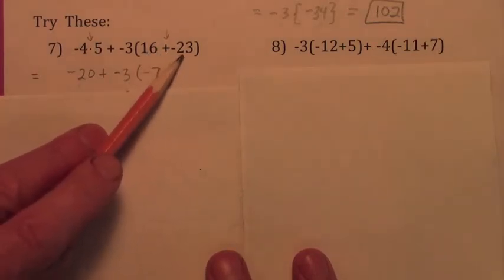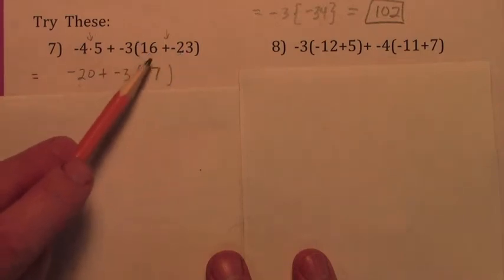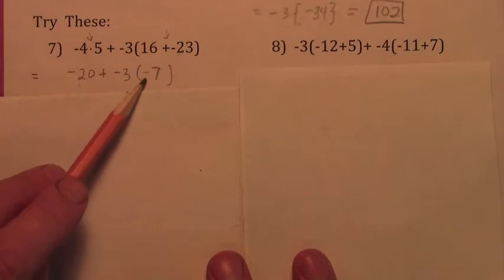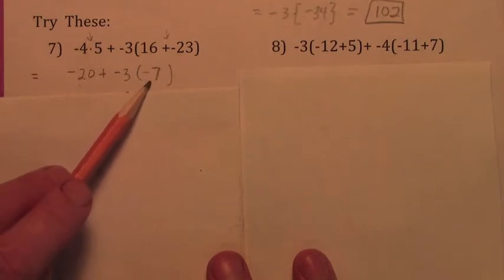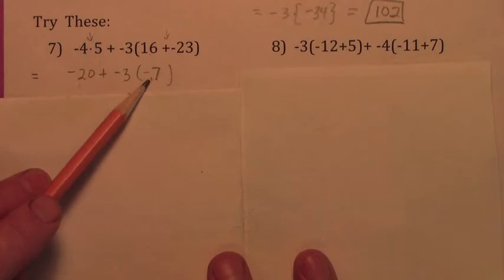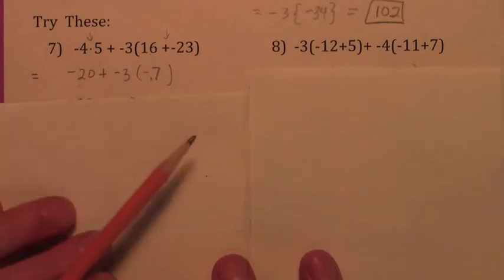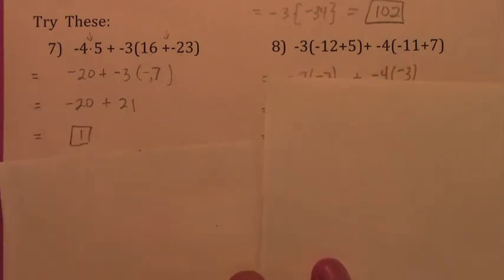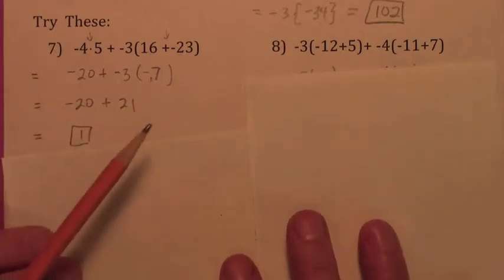16 plus negative 23, you're adding a positive and a negative. It depends on which is bigger. The bigger one's negative, so when you subtract and you give it the sign of the 23, you should have got a negative 7 here inside these parentheses. Now let's read it back. Negative 20 plus negative 3 times negative 7. When you multiply negative 3 times negative 7, you should get positive 21. Final answer is 1. Did you get it? Good. Good job.